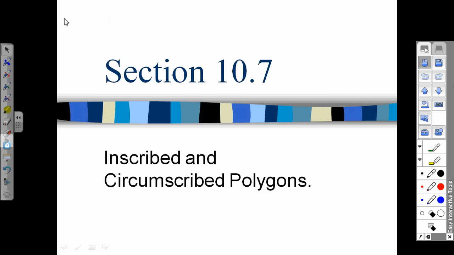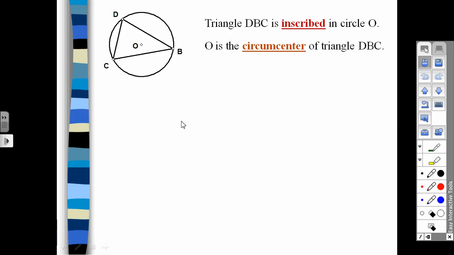All right, section 10.7, we're talking about inscribed and circumscribed polygons. Let's see what we got. So first of all, some vocabulary. If you have a triangle and it is inscribed in a circle, what that means is that all of the vertices of that triangle are going to be on the circle. So they're not going to be outside, they're not going to be inside, but they're actually on the circle. And then the center of that circle is considered the circumcenter of the triangle.